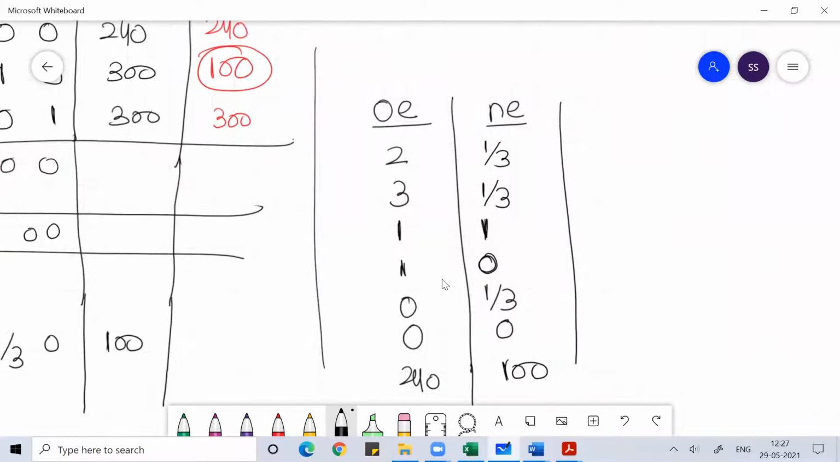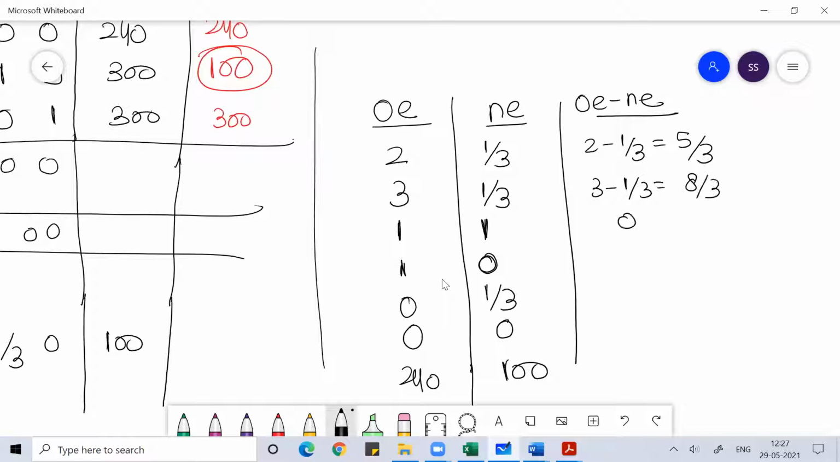So here we'll use the formula old element minus constant into new element. The constant here is 1 only. So you can use the formula 2 minus 1 by 3, this is 5 by 3. Then 3 minus 1 by 3, this is 8 by 3. This is 0, this is 1 minus 1 by 3, 0. This is 140.